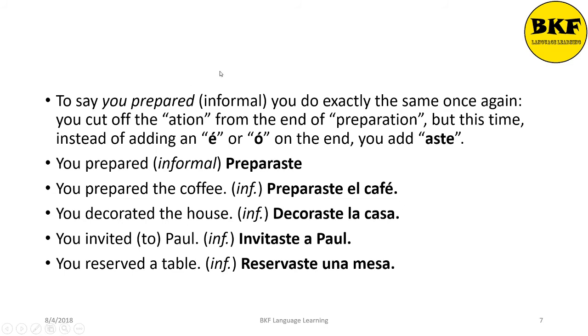Okay, if I want to say you prepared in an informal way, we do exactly the same thing, but this time we add ASTE. So if I want to say you prepared in an informal way, I'm going to say preparaste. And if I want to say you prepared the coffee, it will be preparaste el café. Now if I want to say you decorated the house, again in an informal way, I'm going to say decoraste la casa. If I want to say you invited Paul, again informal, I'm going to say invitaste a Paul. And if I want to say you reserved a table, again informal, I'm going to say reservaste una mesa.